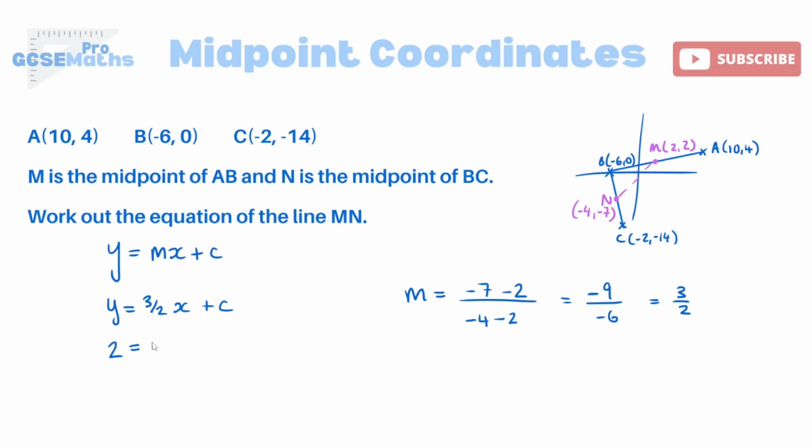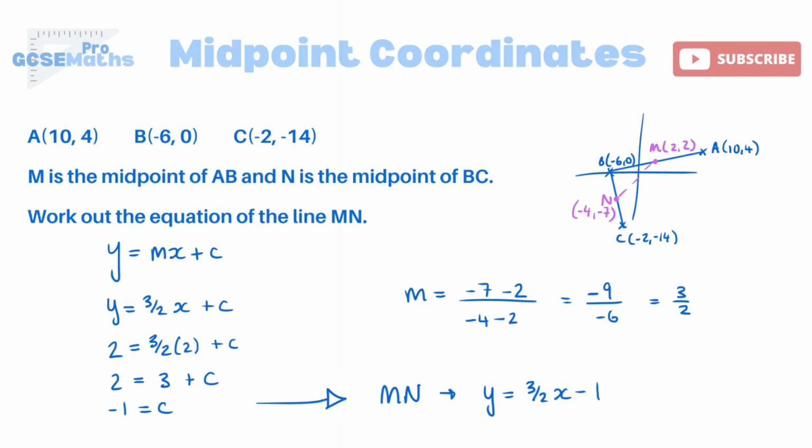We've got 2 for y and 2 for x. That would give me 2 is equal to 3 plus c. So obviously if I rearrange that to find the plus c, it's actually negative 1. You can see my graph was fairly accurate. You can see it's somewhere that was roughly negative. So my final answer, the equation for MN is y is equal to 3 over 2x minus 1. So they might have the midpoint as a smaller part of a much bigger straight line question as well.